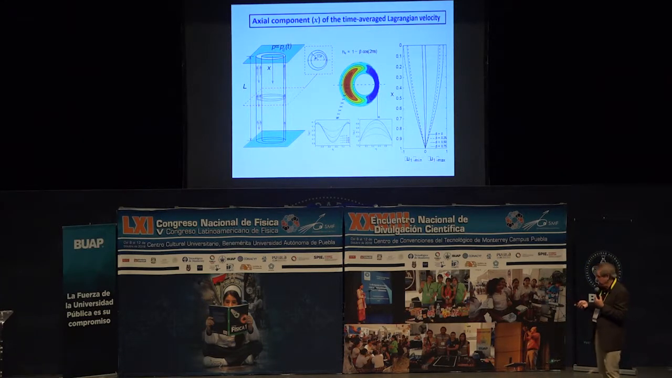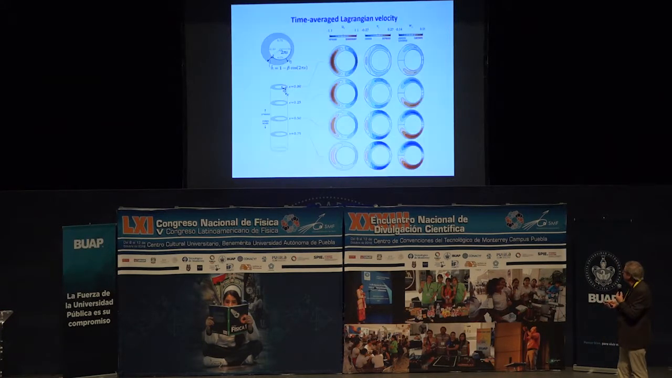Right? This is just to show the simple geometry. We can do that with the actual geometry of the canal. And these are the three components of the velocities, where you can see that this time average Lagrangian velocity brings fluid upwards through the narrow region and downwards through the wider region. And the amplitude of the velocity decreases as you go down.